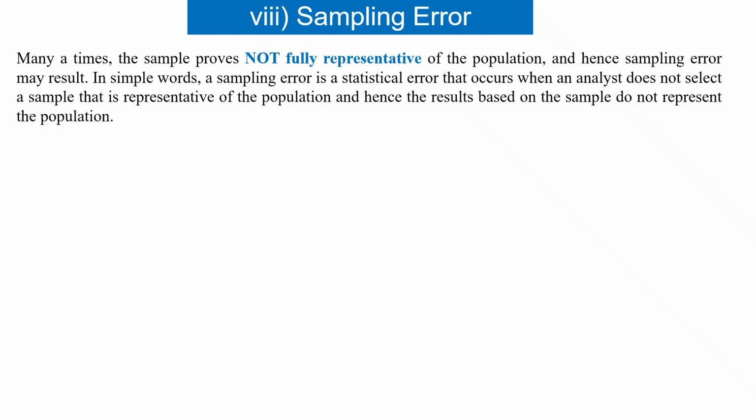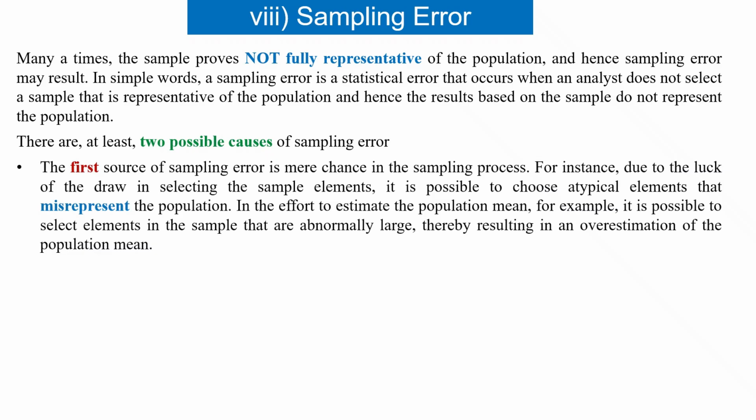Next is sampling error, and here we are discussing it very loosely. We will discuss that in detail when we are discussing sampling. So what is a sampling error? Many a times the sample proves not fully representative of the population, and this leads to sampling error. There can be two possible sources. First is that it just happened by chance. So in that situation, it is not so harmful for us. You can just read these things, but primarily we are saying that it is not a systematic error, it just happened by chance. For instance, due to the luck of the draw in selecting the sample elements, it is possible to choose some atypical elements that misrepresent the population.